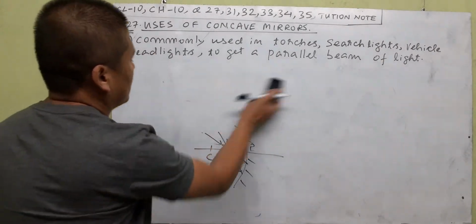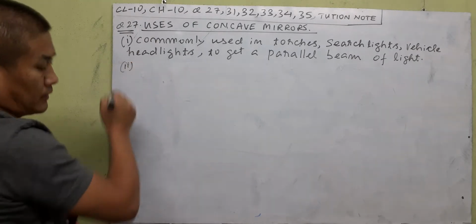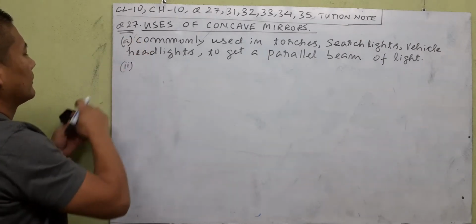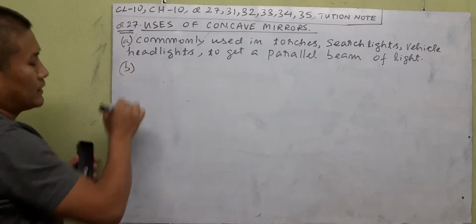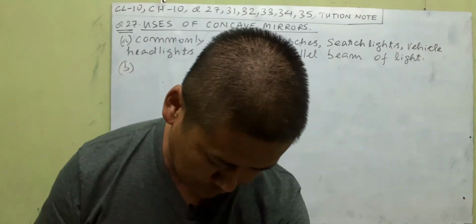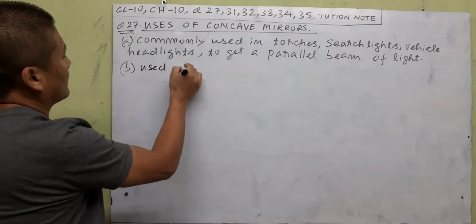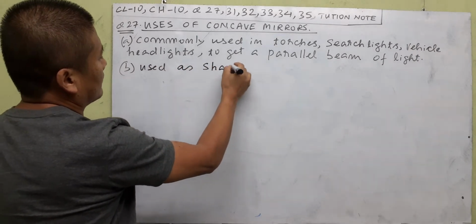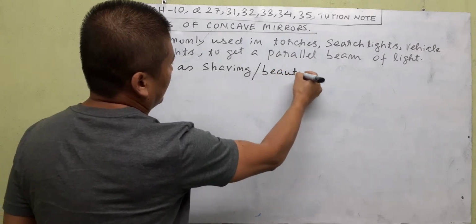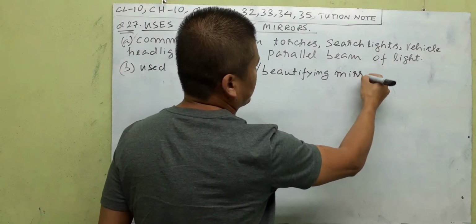For the second use, you can draw that for your own understanding. You can write B also, here A, like your tuition note, and this one, the second use B, let us say. They are used as shaving mirrors. So in short, you can just write: used as shaving or beautifying mirror. Now let's try to explain this.